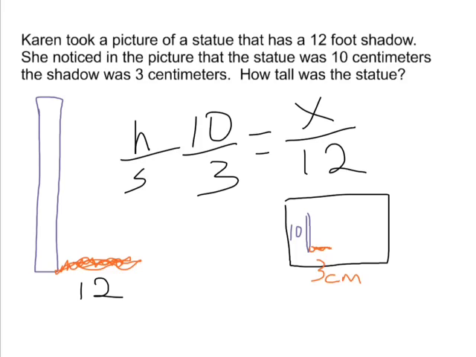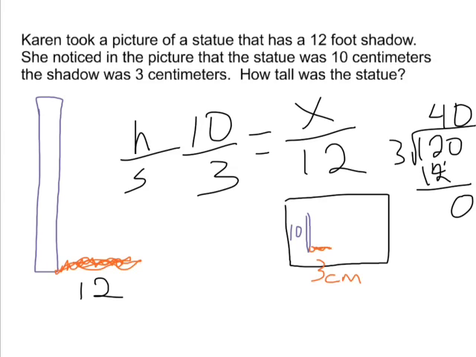10 times 12 is 120, and then of course you divide by 3, and 3 goes into 12 4 times, and you're left with a remainder of 0. So you put a 0, the answer is 40. You might also notice that 3 times 4 is 12, so 10 times 4 is 40.